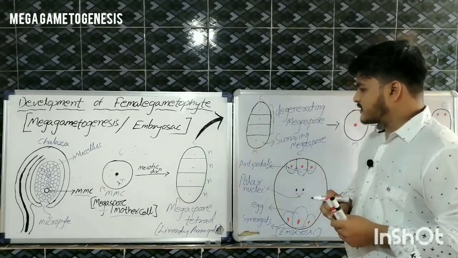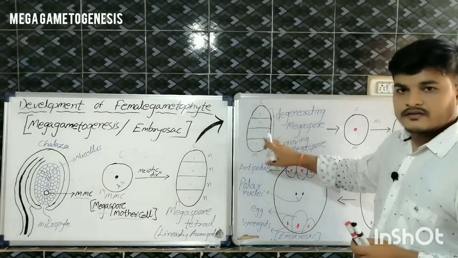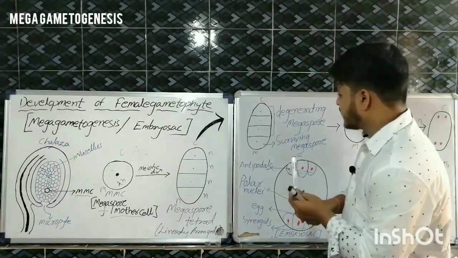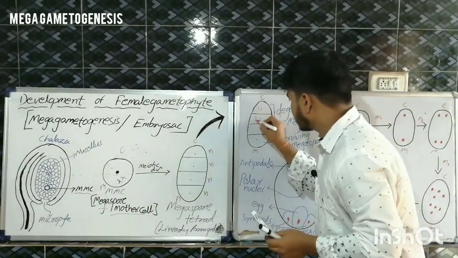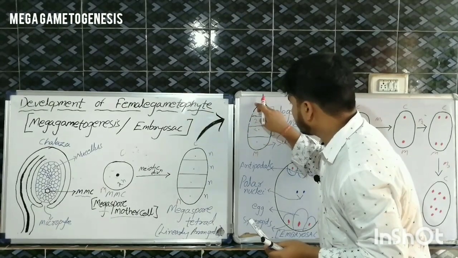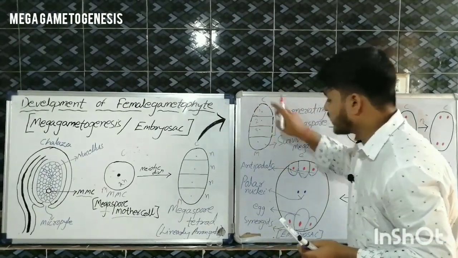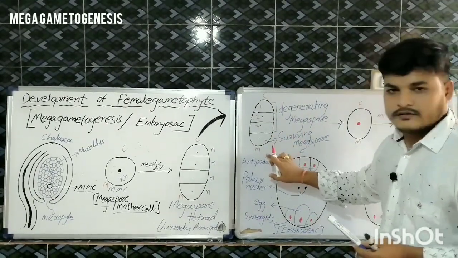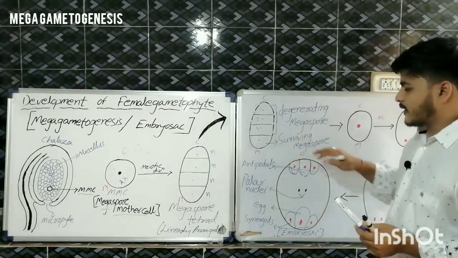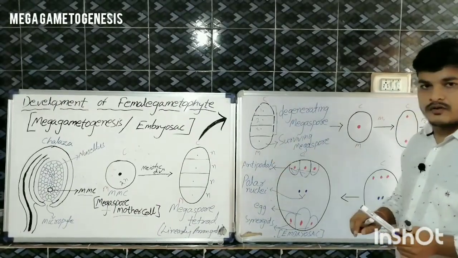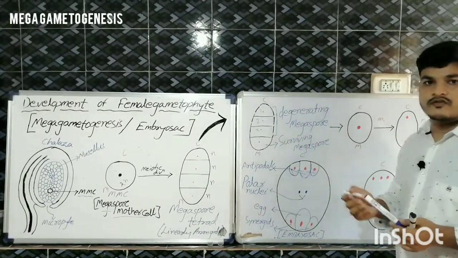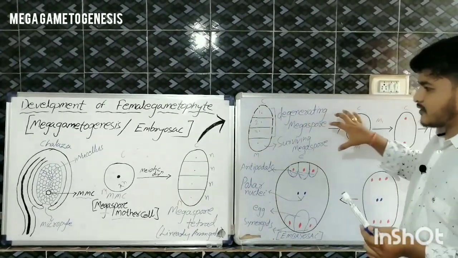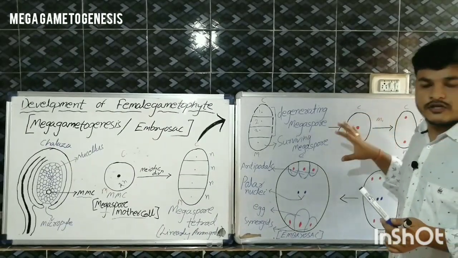Next, of the linearly arranged cells, the cells present towards the chalazal end, that means the upper three, degenerate. The upper three are going to degenerate, which are present at the chalazal end, and the single one present at the micropylar end survives. This is your surviving megaspore. Next, the surviving megaspore is going to form the embryo sac. These are the basic points. From this, the formation of the embryo sac takes place.